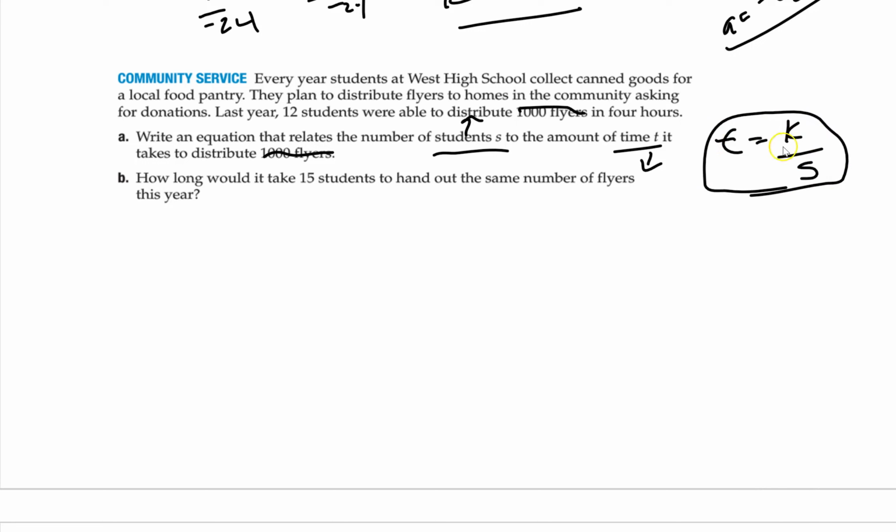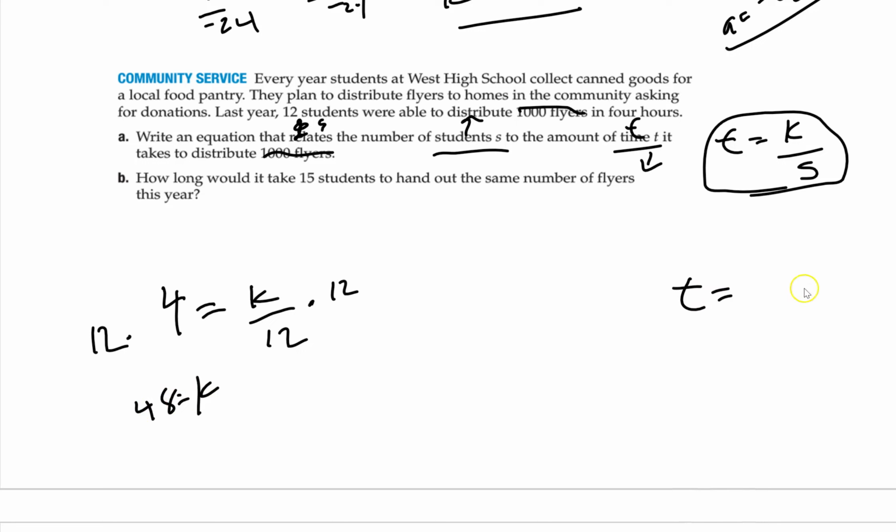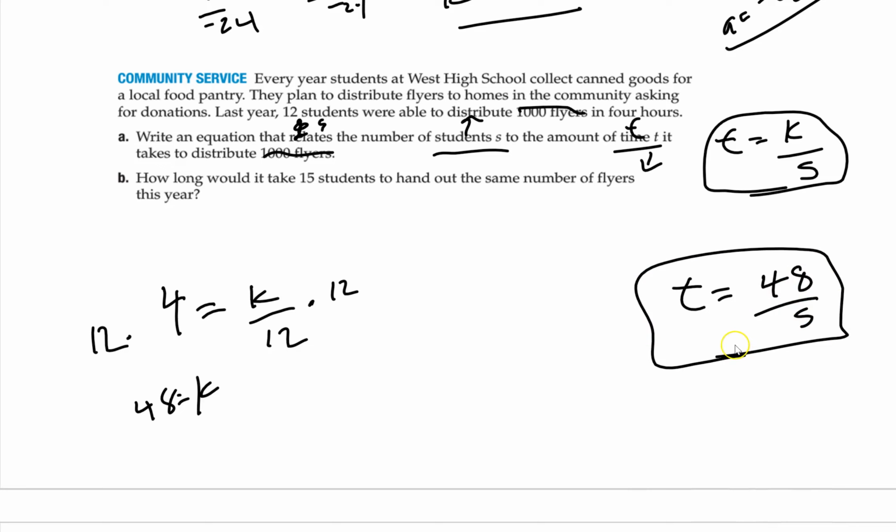So that's my equation. Now I got to find our k like always. Well, right here they tell us last year 12 students took 4 hours. So here's my t and my 12 students, my s. So I have 4 equals k over 12, multiplied by 12. K equals 48. So my actual equation is this. Time is inversely related with 48 over s. So that's my actual equation.